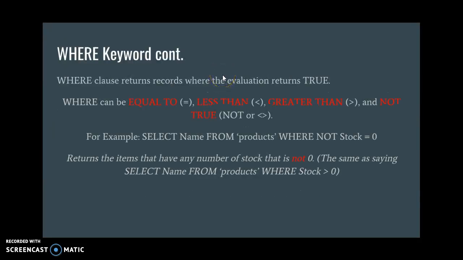Okay. Some things to know about WHERE. The WHERE clause returns records where the evaluation returns true. So it's evaluating each row for true. WHERE can be equal to, less than, greater than, and not, or not true. And there's a couple of ways that you can write that. You can use the word NOT, or you can use the less than, greater than symbols together. So my example would be I can select the name field from the table products where NOT stock is equal to 0. So it's the same as saying where the stock is not equal to 0.